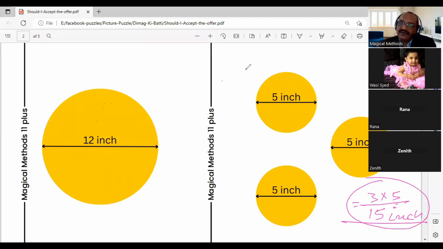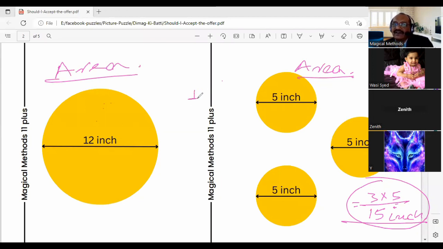So what happens if we try to find out the area? If the height of the topping is the same, then area will do the work. Otherwise, we'll have to find out the volume. But we will work with the area because in the 11 plus examination, we have to find out the area of a pizza, the area of a circle. So how do we find out the area of a circle? Area of a circle is given by pi times r square, if we find the radius.